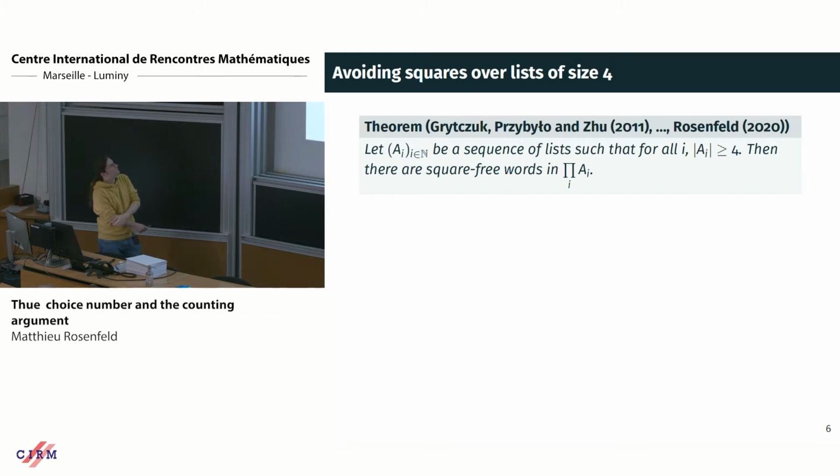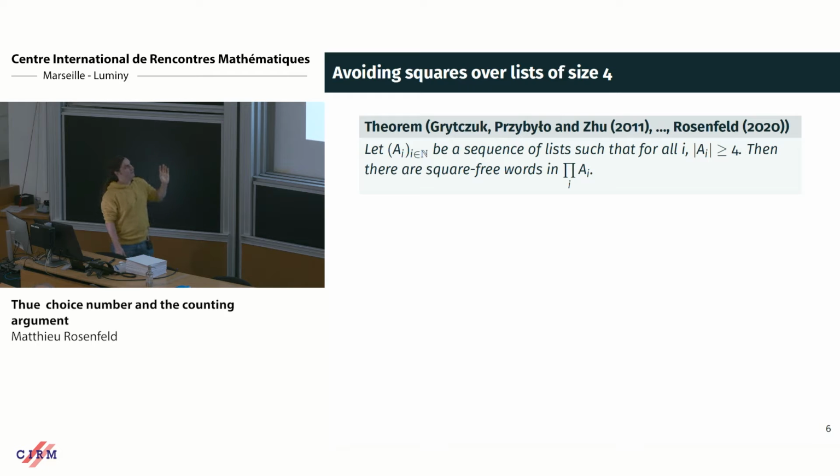So I should say a few things about the references that I've indicated first. There is a first proof of this result by Grytczuk, hopefully I'm pronouncing it right, Przybyło and Zhu in 2011, and this result was using something called the Lovász local lemma, and really the main proof was 7 pages. Then a bit later Grytczuk and other co-authors improved it using entropy compression, and now the proof is something like 5 pages.